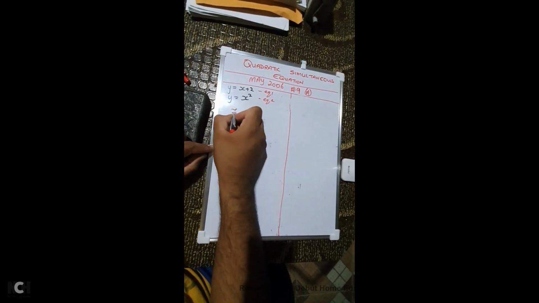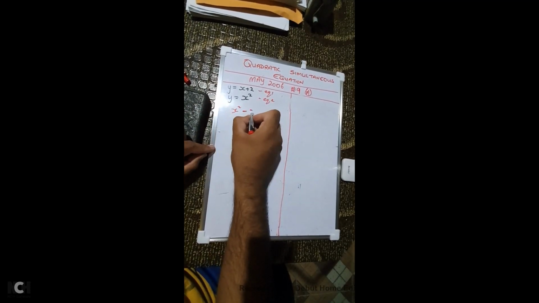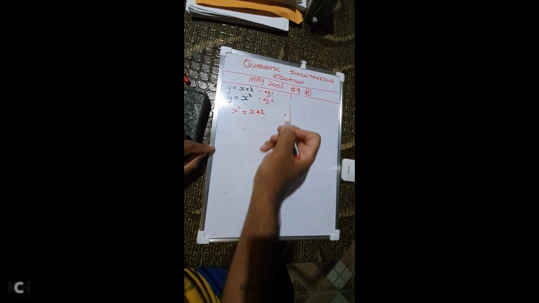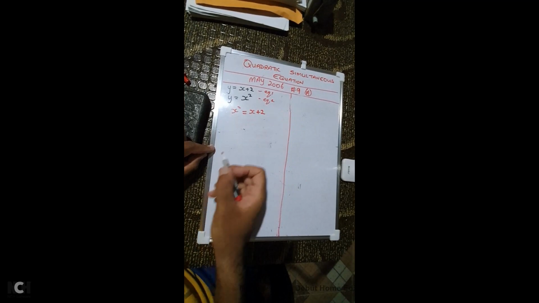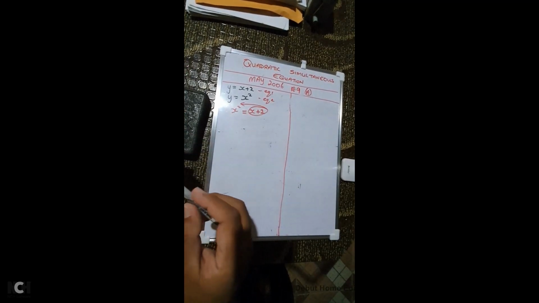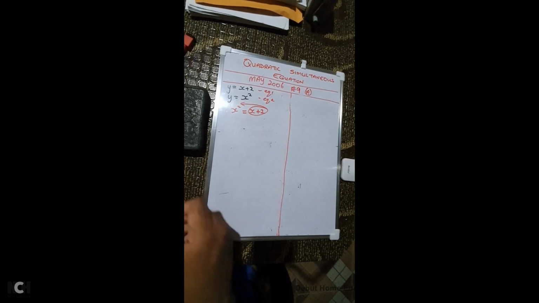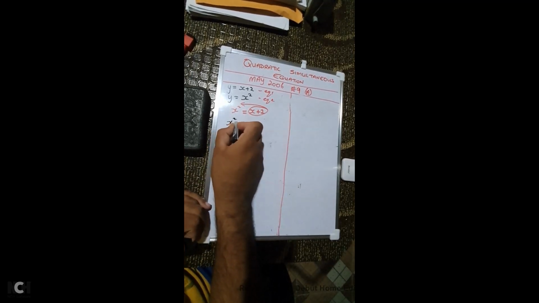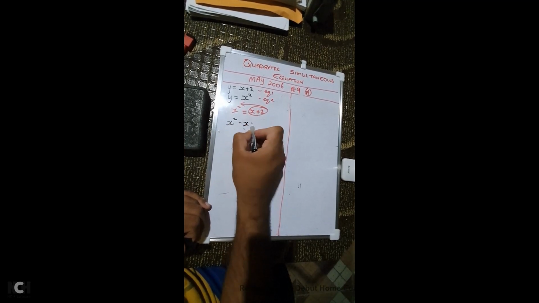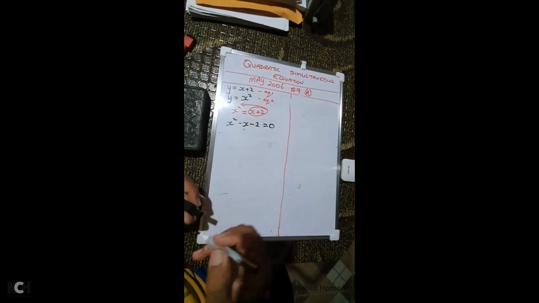So x squared is equal to x plus 2. And that being said, we can take this and carry it across. So this one is a little easier than the one that we did before. So we have x squared. When this comes across, it becomes minus x and minus 2 is equal to 0.